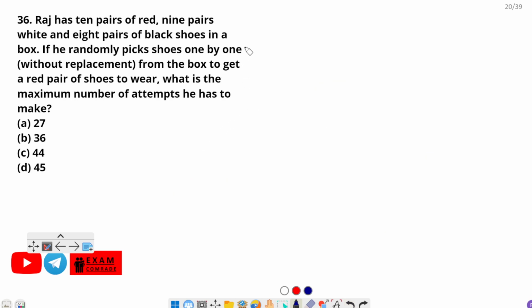Okay, next question. Raj has 10 pairs of red, 9 pairs of white, 8 pairs of black shoes in a box. If he randomly picks shoes one by one without replacement from the box to get a right pair of shoes to wear, what is the maximum number of attempts? Okay. The question is, we have to use the maximum number of times to get the right pair.